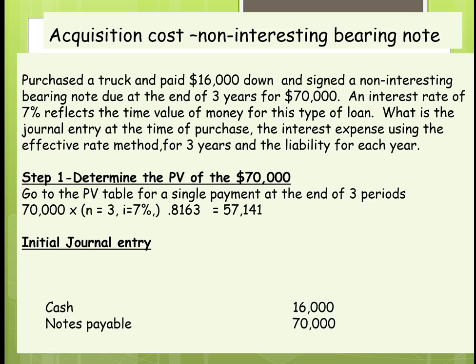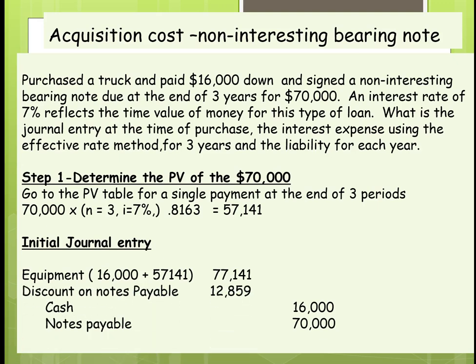So, cash is 16, notes payable is 70. Equipment is 77, which is the $57,141 plus the $16,000 down, and the difference is going to be discount on notes payable. And what we're going to do is allocate that as interest expense over the next 3 years. So now we'll look at the journal entries.